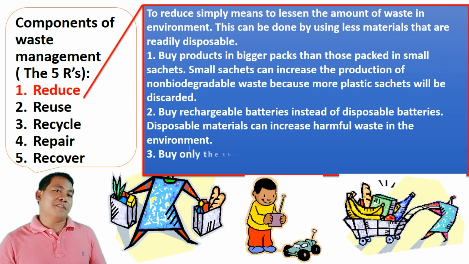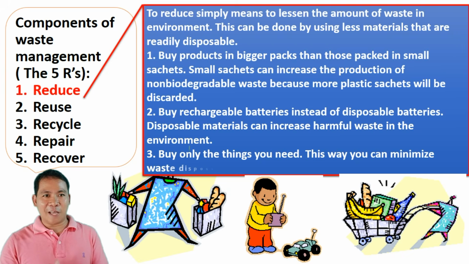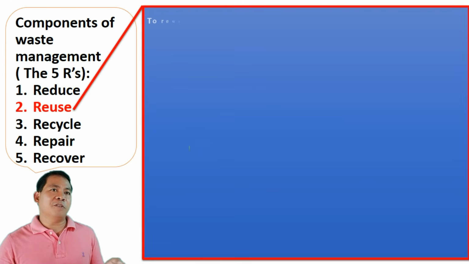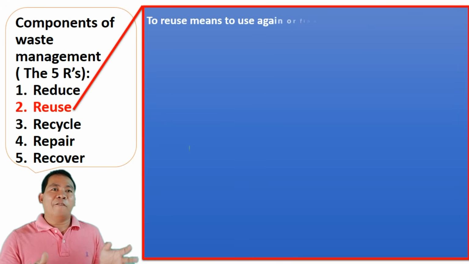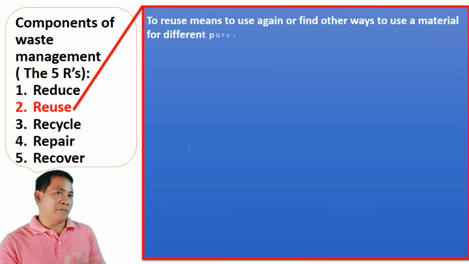Buy only the things you need. This way you can minimize waste disposal. Number 2, reuse. To reuse means to use again and find other ways to use materials for different purposes.